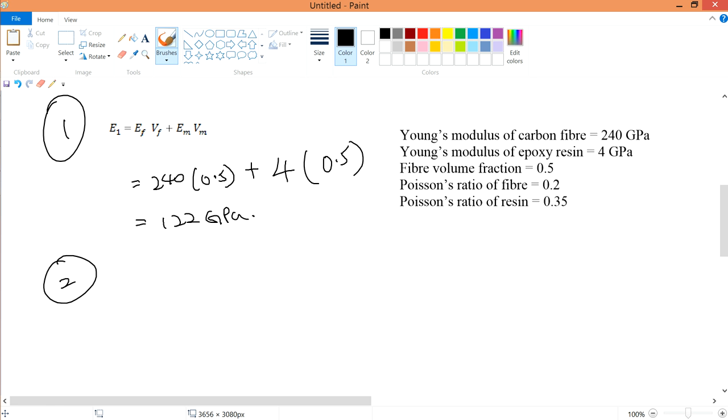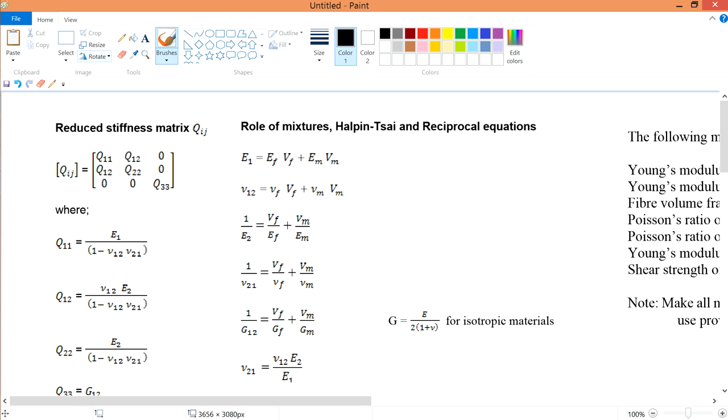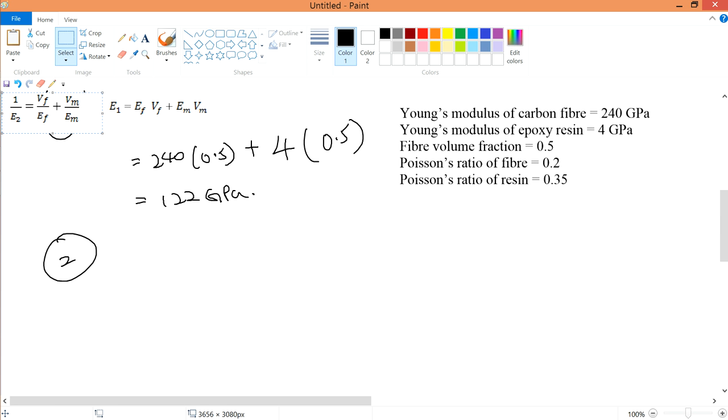Next, I'm going to calculate my E2. My E2 is this one, using this equation, which is the equation you're going to keep using. Just a mindful understanding: for E2, it is 1 divided by E2, equals the volume fraction divided by Young modulus, and the volume fraction divided by Young modulus also, in terms of matrix and in terms of fibers. For E1 it is multiply, for E2 it is divide.